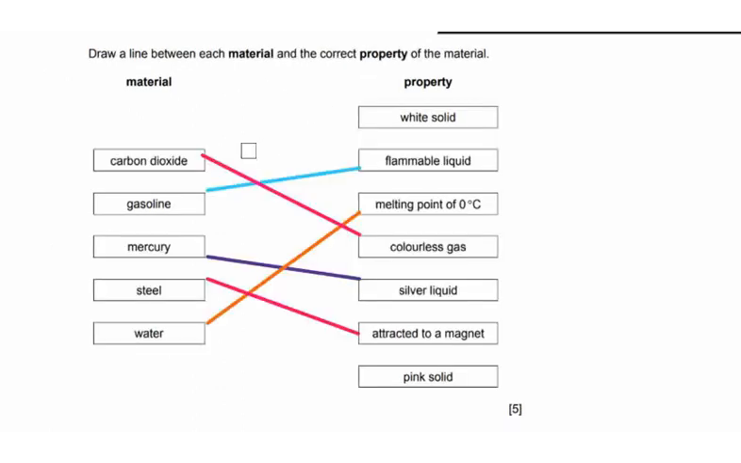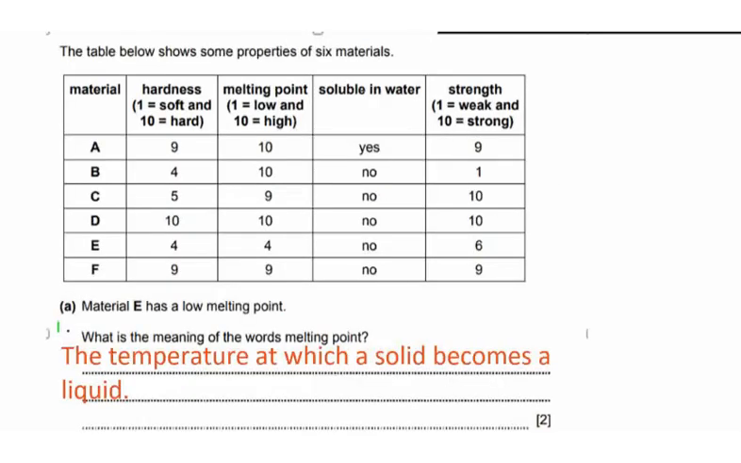Here's the answer. Carbon dioxide is a colorless gas. Gasoline is a flammable liquid. Mercury is a silver liquid. Steel is attracted to a magnet. Water, melting point of 0 degrees Celsius. We'll scroll over all the mark schemes, so you can take a screenshot and use it for practice. If you use your laptop, you just take a screenshot.